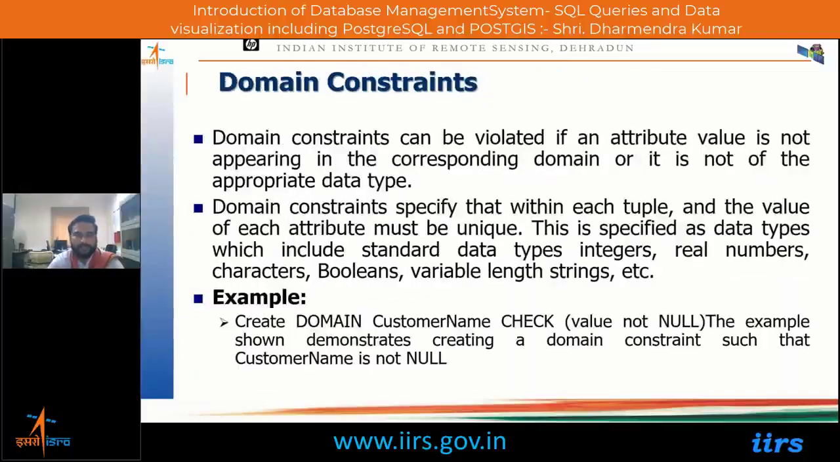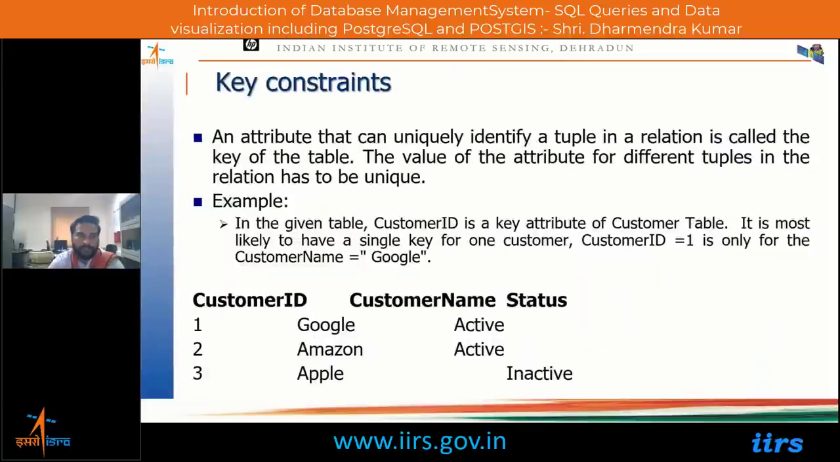Domain constraints, as I explained: for example, customer name could not be null. And key constraints could be, in the case of this example, Google is active, Amazon is active, Apple is inactive. So the status could not be something other than active or inactive. So this is a constraint. This is called key constraints. The attribute status could not have anything other than active and inactive. So there are only 2 options. This is called a constraint.